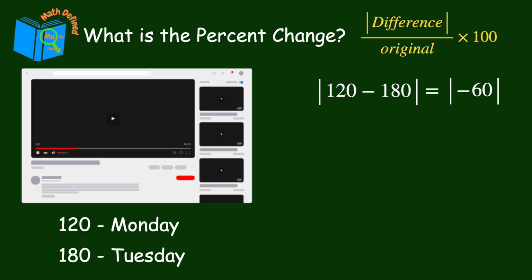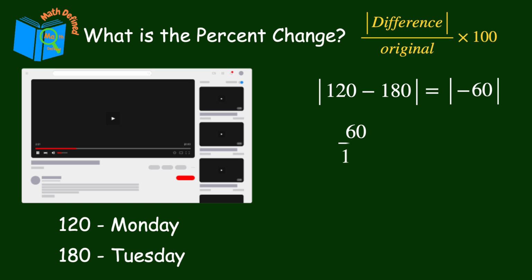Let's subtract Tuesday's views from Monday's views. 120 minus 180 is negative 60. But wait, we have a negative. But here's the good news. The formula uses absolute value, which means we can ignore the negative sign. So whether you get 60 or negative 60, we still use the number 60 to keep things positive.